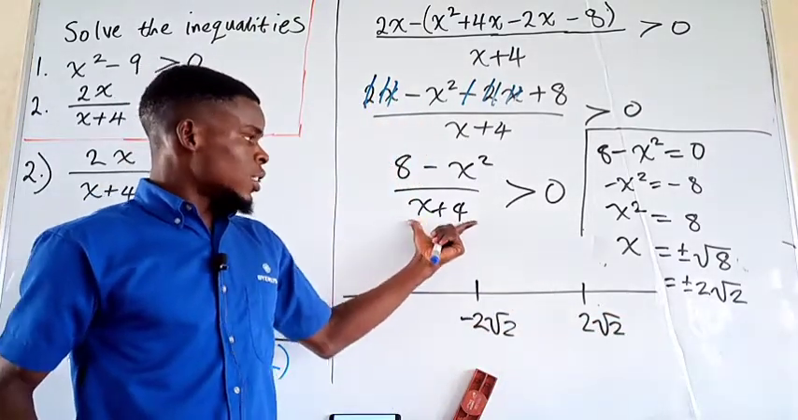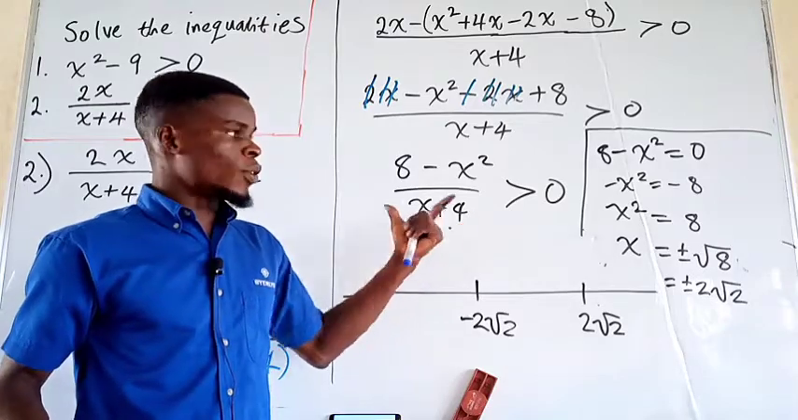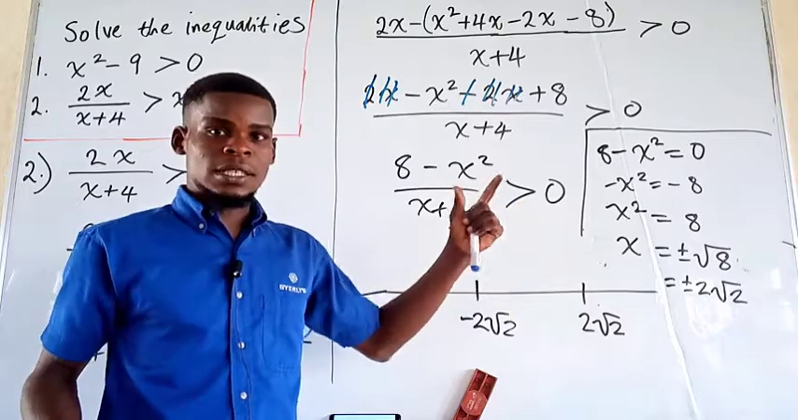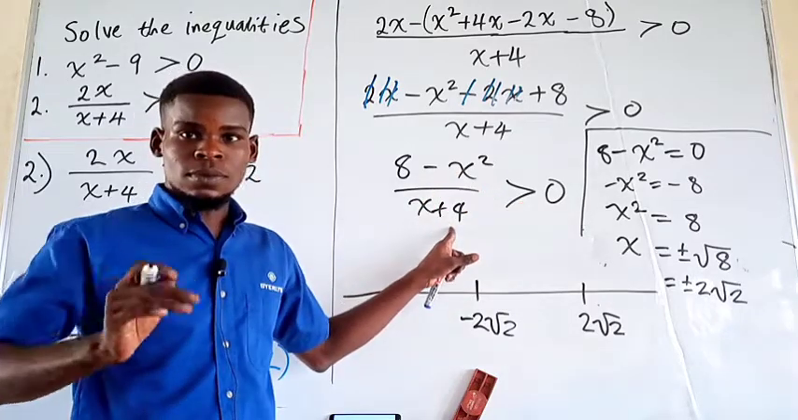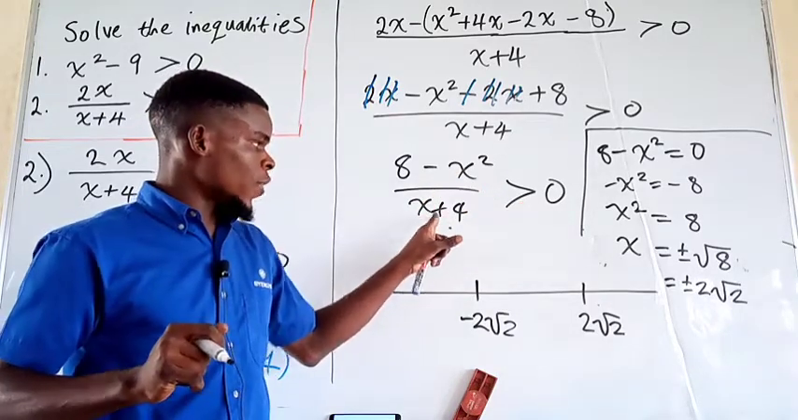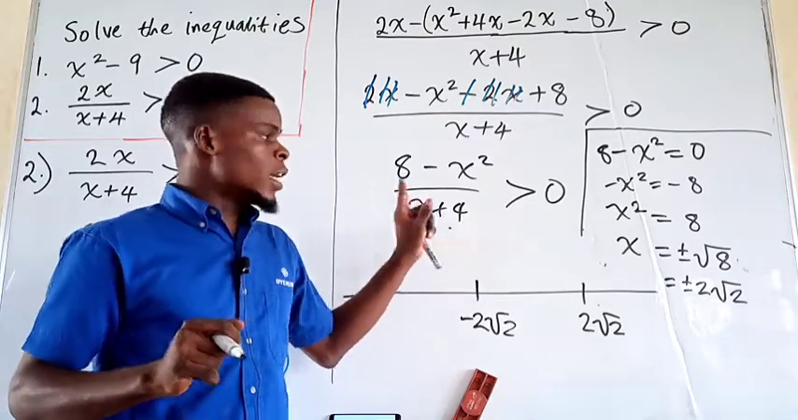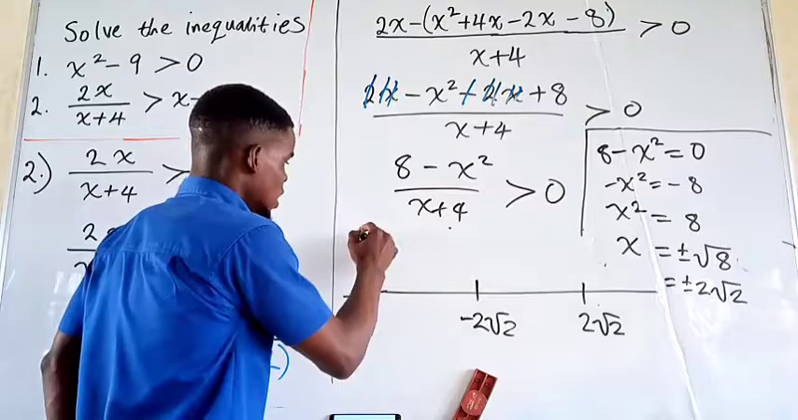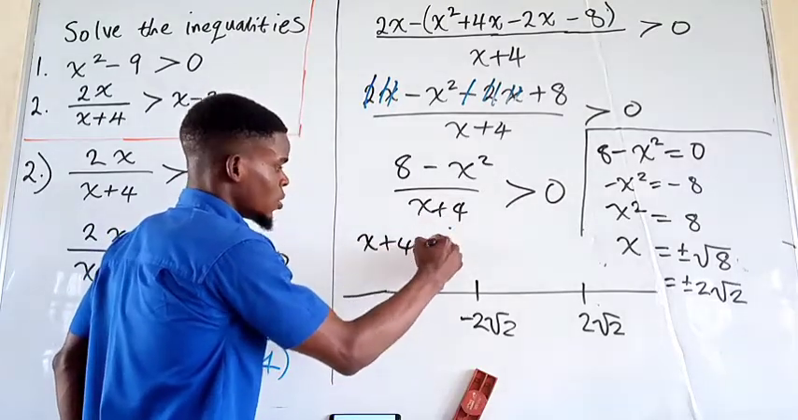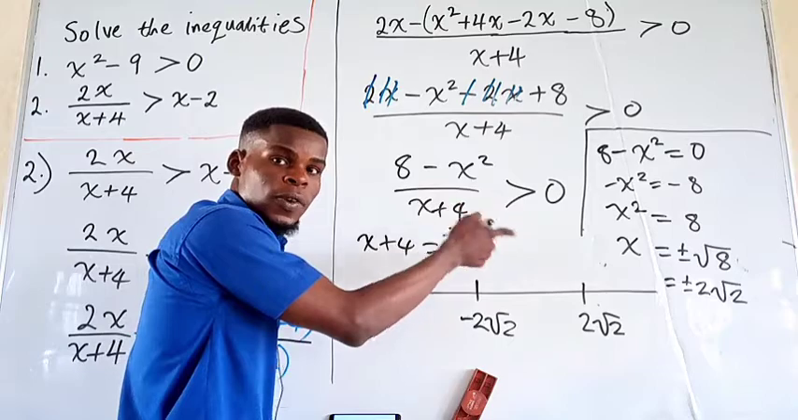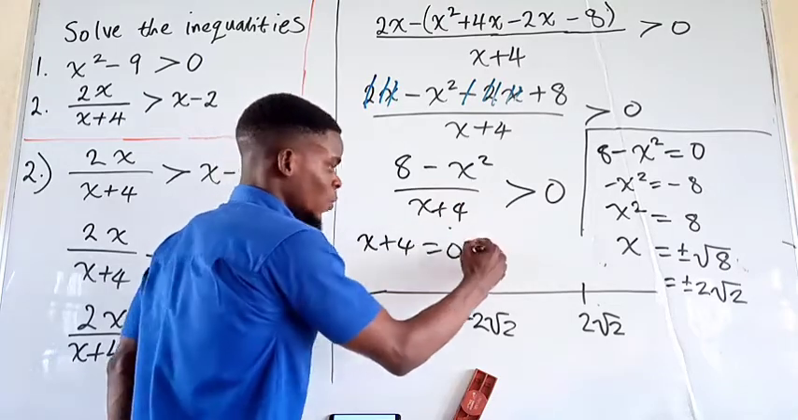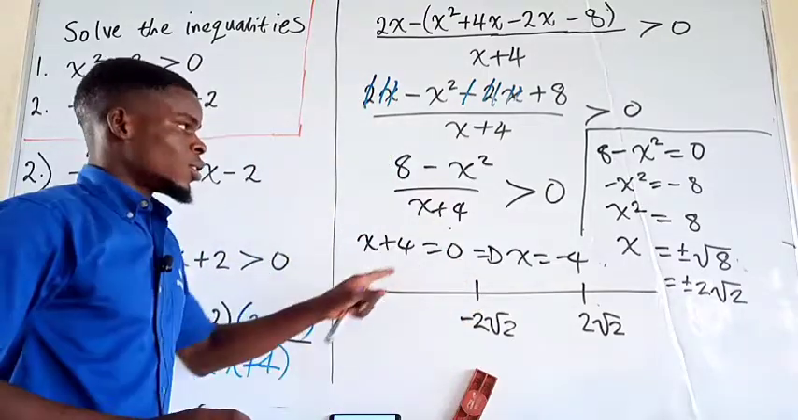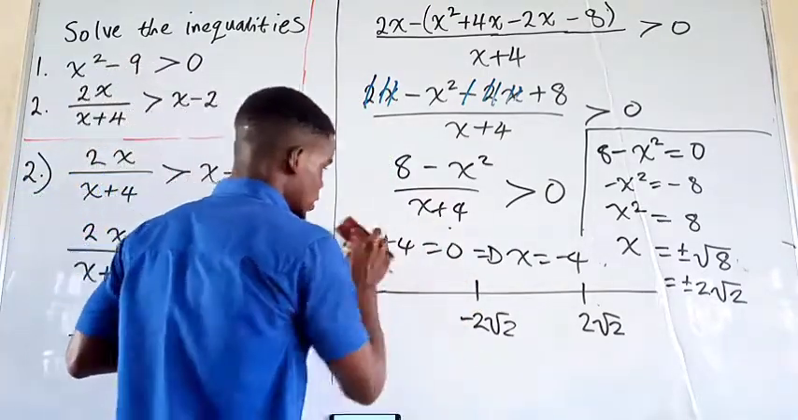The next thing we will consider is the denominator. The denominator should not be equal to 0, because if it is equal to 0, we will just be having an infinity. That is, this divided by 0. You don't want that. So which value of x will make this denominator 0? The value of x there is minus 4. Because for the denominator to be 0, it means that x plus 4, that is the denominator, is 0. If you move 4 to the right-hand side, you're going to have minus 4. So this means that x is minus 4. That will make the denominator 0. So we do not want that.